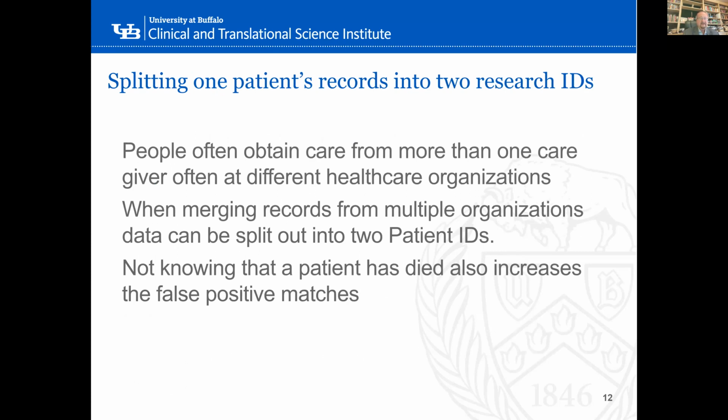And then there's splitting one patient's records into two research IDs. If you have two John Smiths, you can't prove they're exactly the same person. Maybe they have two different research IDs, one for each practice plan that they go to, and you may split them in your database into two separate people instead of combining their data. That could lead to off counts and bad results as well. I've seen that happen in our region when merging records from multiple organizations.